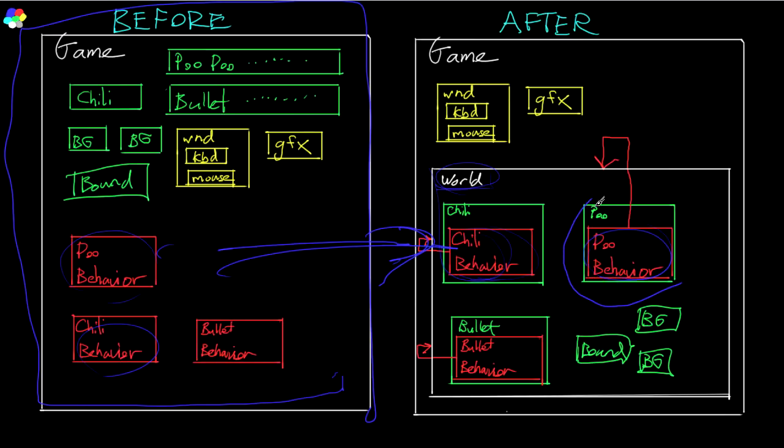Now remember I said I wanted the entities chili and poo to be responsible for their own behavior, because I want more code cohesion. So I want the things that should be together to be in the same place in the code. More encapsulation and code cohesion there. But the problem with this is that for that to happen, poos have to be aware of the world. But the world also has to be aware of poo, because it owns poo. So we've got a circular dependency going on here. And that is always a recipe for disaster.